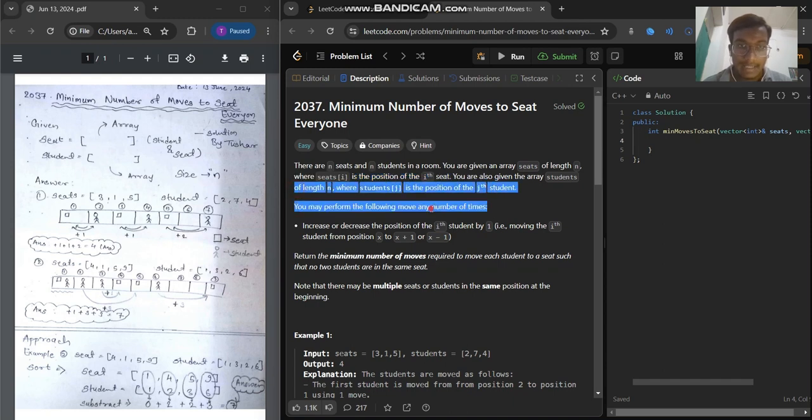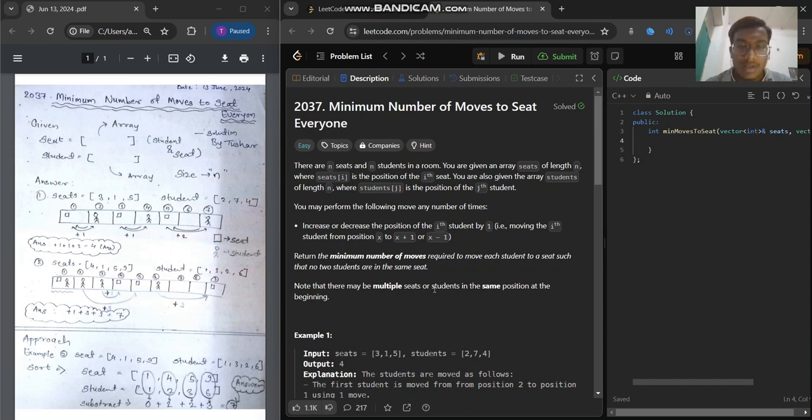Next, you may perform the following move any number of times: increase or decrease the position of the ith student by 1. It means move the ith student from position x to x plus 1 or x minus 1. Return the minimum number of moves required to seat each student such that no two students are in the same seat. Note that there may be multiple seats or students in the same position at the beginning.